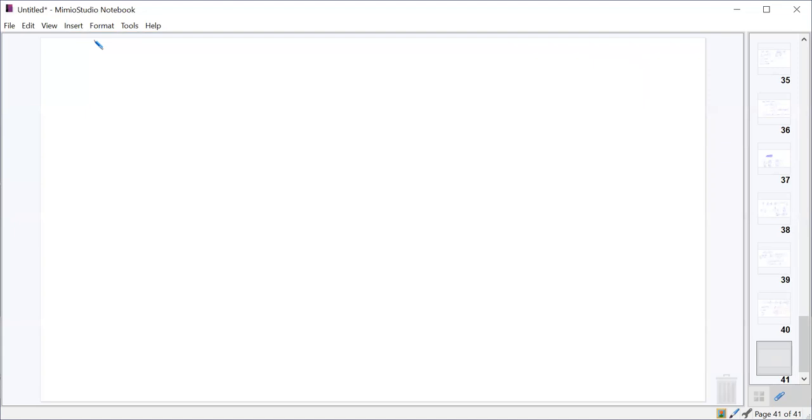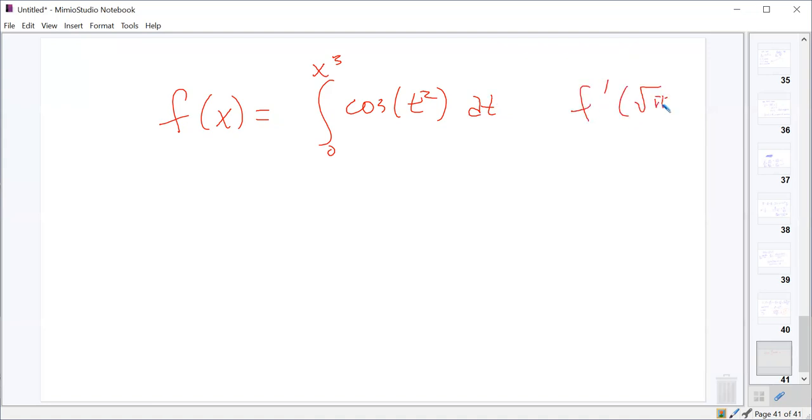Let's see here. Oh, here's a good one. They like to do these ones, and this is not specifically BC only. This is an integral from 0 to x cubed of cosine of t squared dt. And then they want us to know what is f prime of root pi.